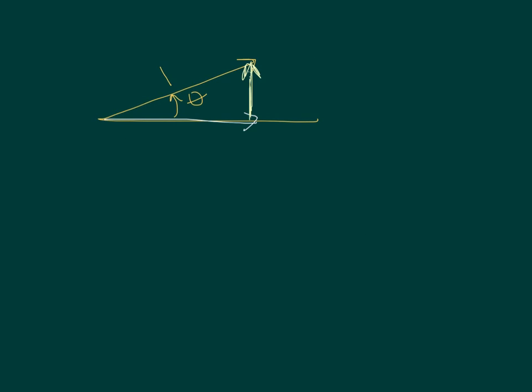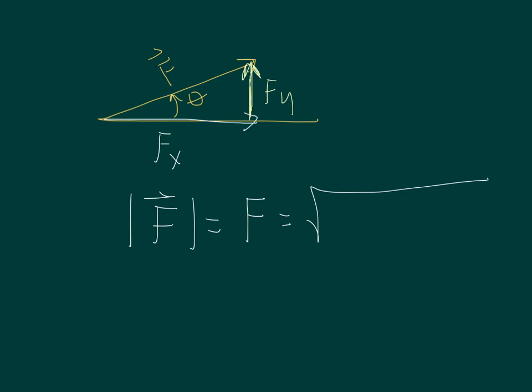If this is our vector f, this is the x component, which we will call f sub x. This is the y component, which we will call f sub y. And we would say that the magnitude of f, mathematically written to look like an absolute value of the vector, but usually we would just write an f like this, is going to be the square root of fx squared plus fy squared.